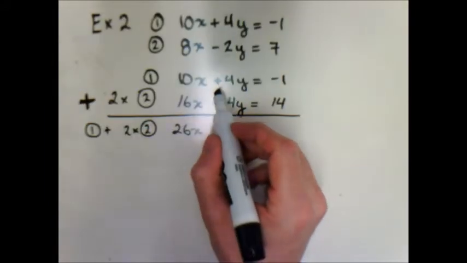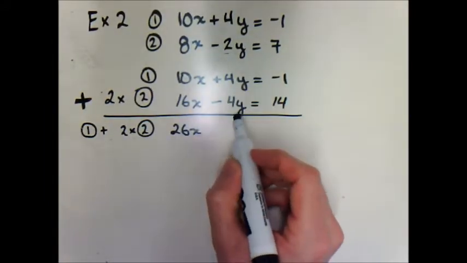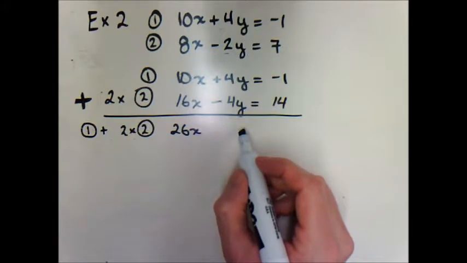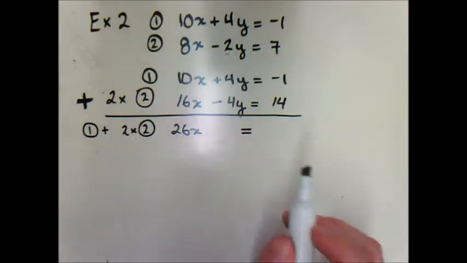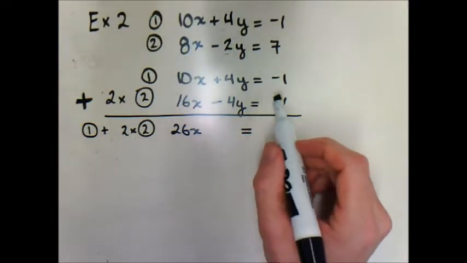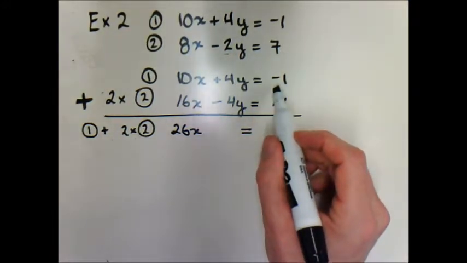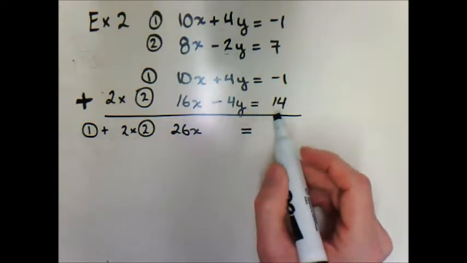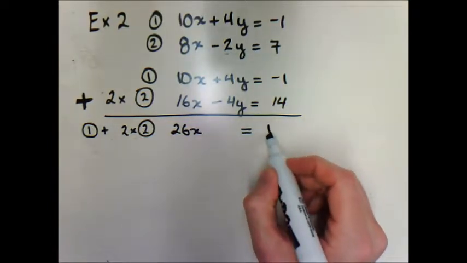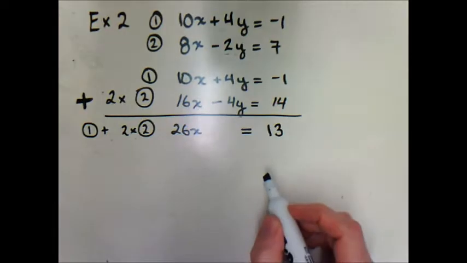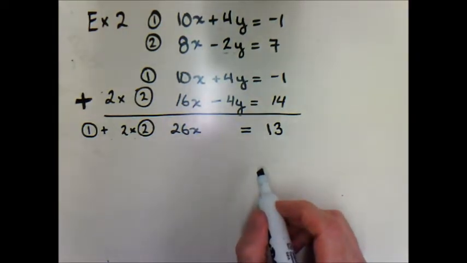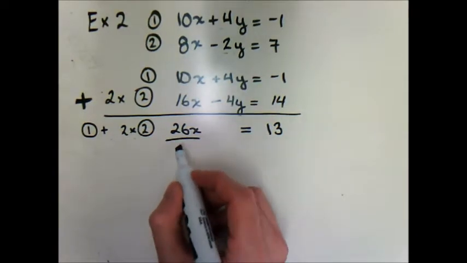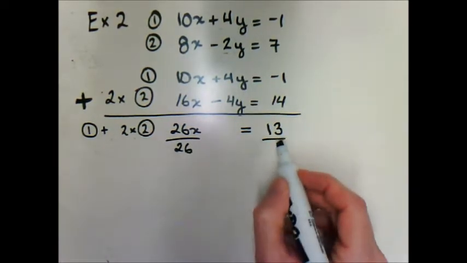26x. 4y minus 4y, well, that's 0 y's. I'm not going to write 0 y's this time. I'm going to leave it because I don't need it. 0 is no information. And then I have negative 1 plus 14. Negative 1 plus 14 is positive 13. And now I can solve for x by dividing both sides by 26.